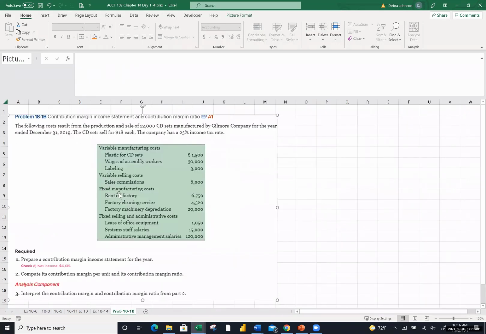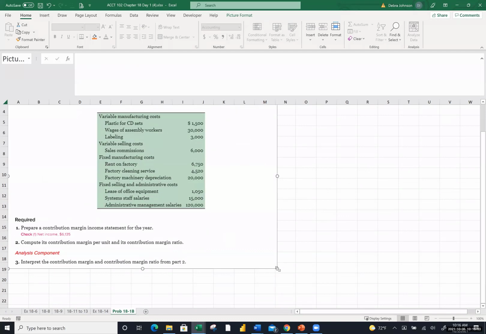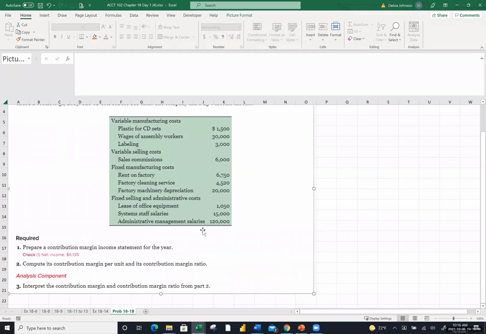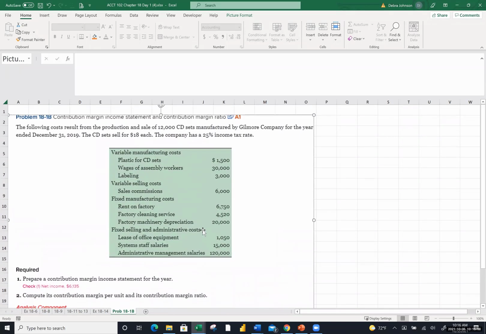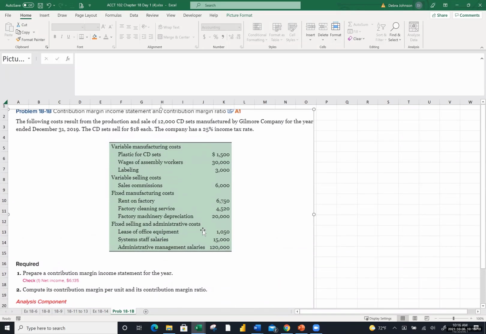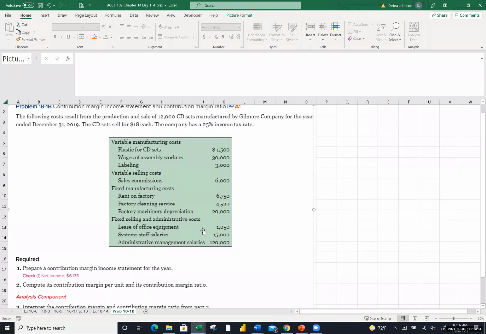Okay, if I don't hear any questions, let's take a look at this last one. I think you guys can easily do this now that we've had extra practice with the others. It says, the following costs result from the production and sale of 12,000 CD sets manufactured by Gilmore Company for the year ended 2019. They sell for 18 bucks. They have a 25% income tax rate. Here's what they want you to do.